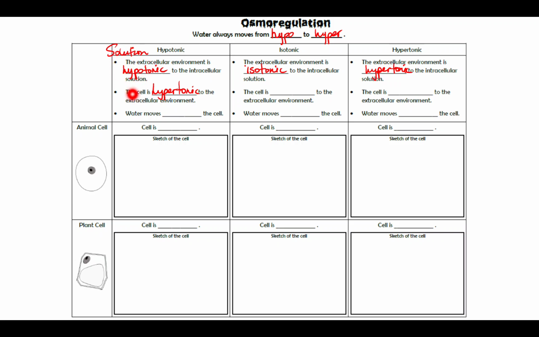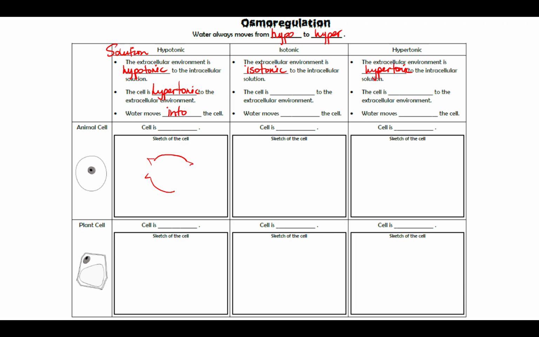So the hypotonic solution is outside the cell, the hypertonic solution is inside the cell, which means water is going to move to the interior of the cell. So water moves into the cell. When that happens, let's first draw the diagram. So when water is rushing into a cell, what's going to happen is it's going to burst.